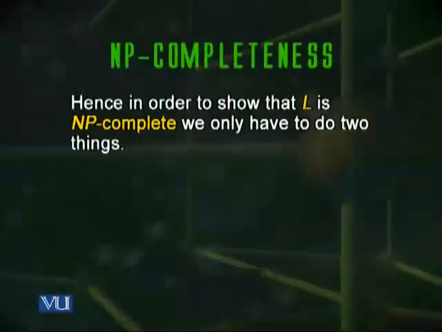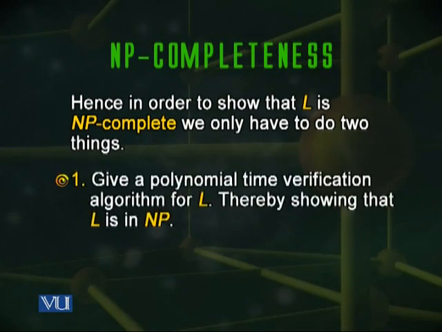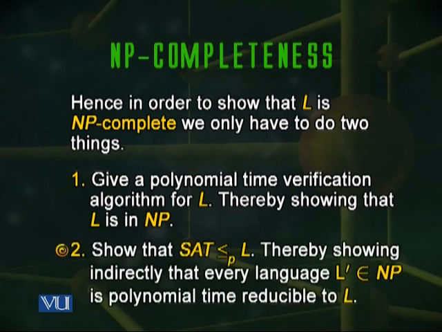So now we don't have to show that every language L prime is reducible to L in order to show L's NP-completeness. We'll just show that SAT is polynomial time reducible to L. Hence, in order to show that L is NP-complete, we only have to do two things. We have to give a polynomial time verification algorithm for L, thereby showing that L is in NP. We also have to show that SAT is polynomial time reducible to L, thereby indirectly showing that every language L prime in NP is polynomial time reducible to L.